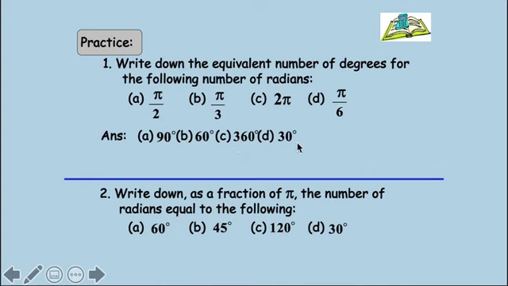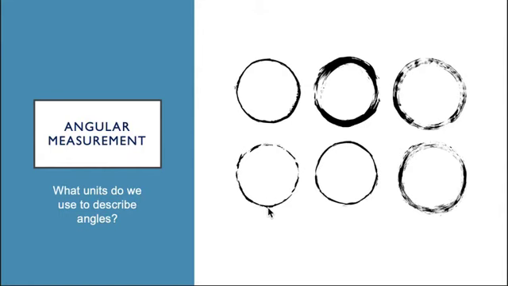Right, have a look at number 2 now then. Write down as a fraction of pi the number of radians equal to the following. So 60 degrees is pi over 3, 45 degrees is pi over 4, 120 degrees is 2 pi over 3, and 30 degrees is pi over 6. And as it suggests there, it's really useful to memorize some of these conversions so that you can quickly do it. When you're doing some questions on this, maybe in an exam, you just know that that's the number of degrees, or you know that that's the number of radians. You don't have to work it out.